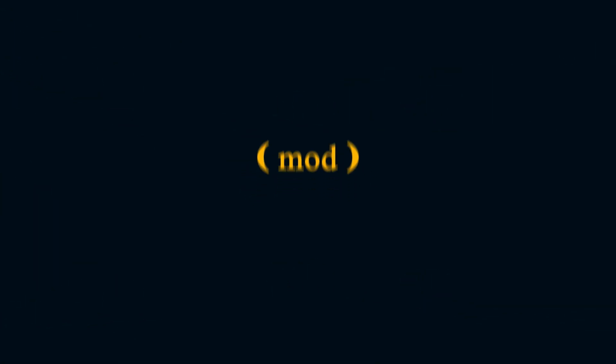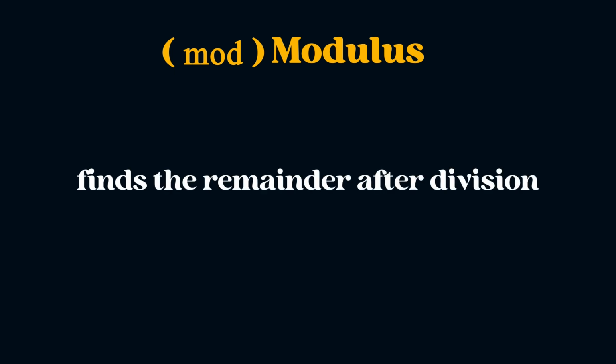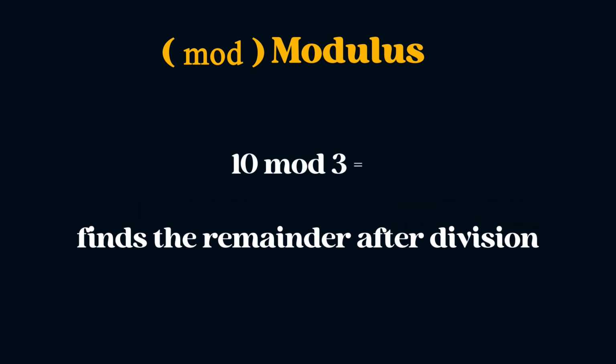30. Modulus. The modulus operation finds the remainder after division. For example, 10 mod 3 equals 1, since 10 divided by 3 is equal to 3 remainder 1.